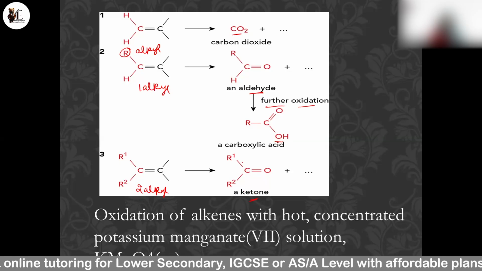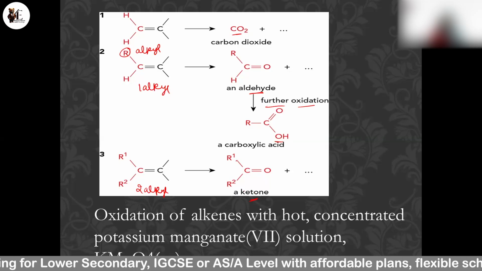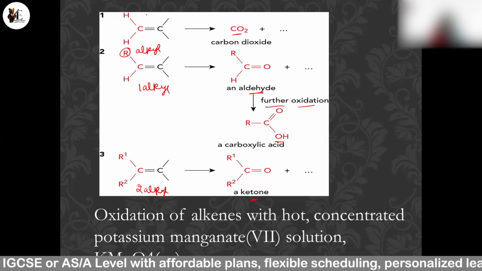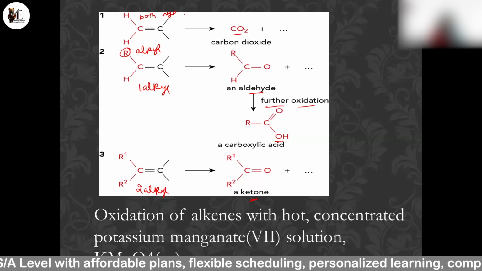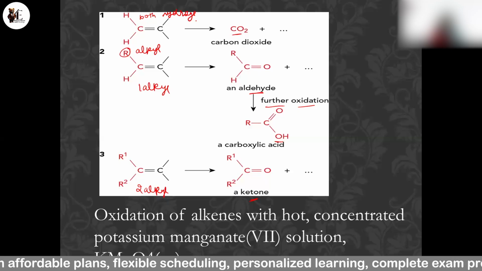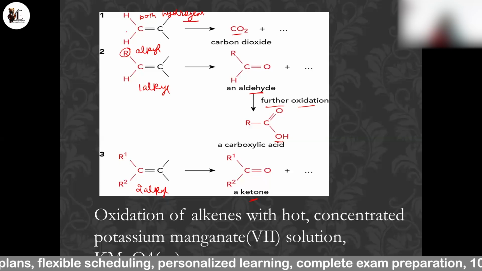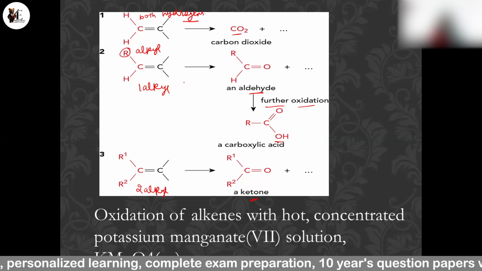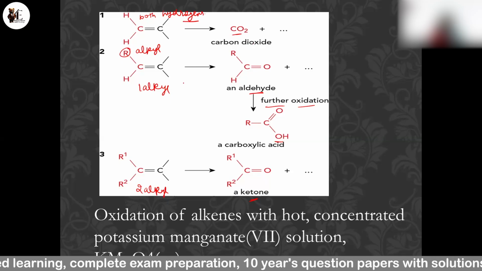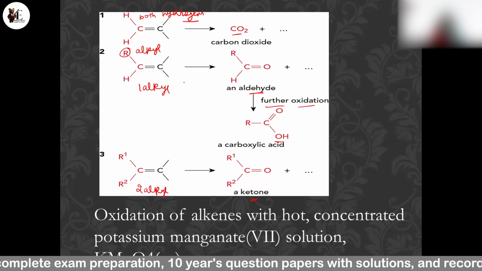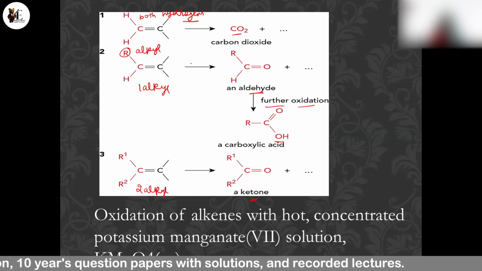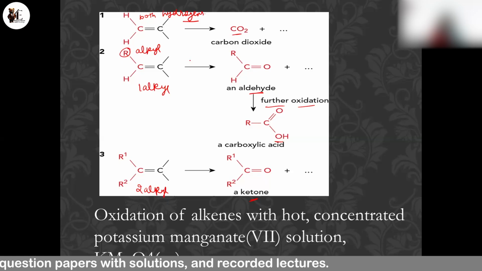So this is the procedure of oxidation of alkenes with hot concentrated manganate solution. If you have both hydrogens, it is converted into carbon dioxide. So write it down. Both alkyl groups, it is converted into ketone. One alkyl group, it is converted into aldehyde, and both hydrogens, it is converted into carbon dioxide. What if we add this alkene into a hot concentrated KMnO4 solution?